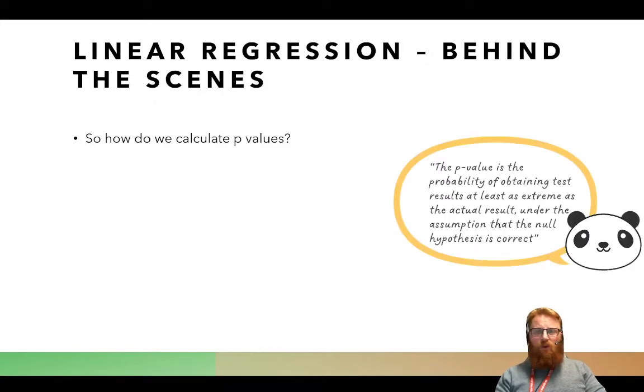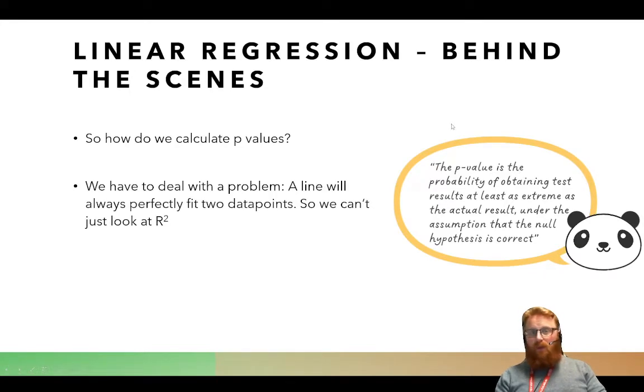So the definition of a p-value is the probability of obtaining a test result at least as extreme as the one we observed under the assumption that the null hypothesis is correct, right? And that definition is like a lot of scientific definitions. If you know what a p-value is, this definition makes sense. And if you don't know what a p-value is, this does not really help you. But hopefully by the end of this session, you will have some understanding of what this means.